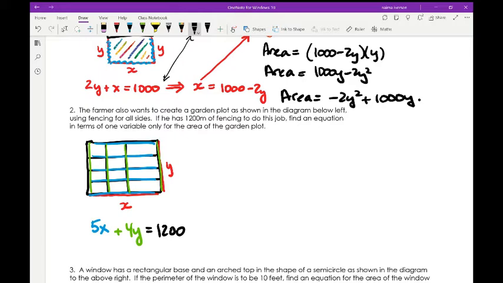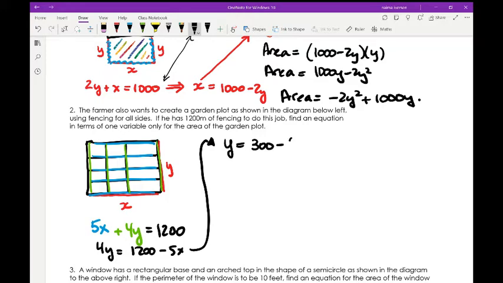I personally don't know which one would be easier to solve for. I'm going to solve for y then. So 4y is equal to 1,200 minus 5x. I'm going to go up here for room. I'm going to divide by 4. So 1,200 divided by 4 is 300, and 5 divided by 4 I'm just going to leave as 5 over 4x. And I know that the equation I'm trying to figure out is the area.